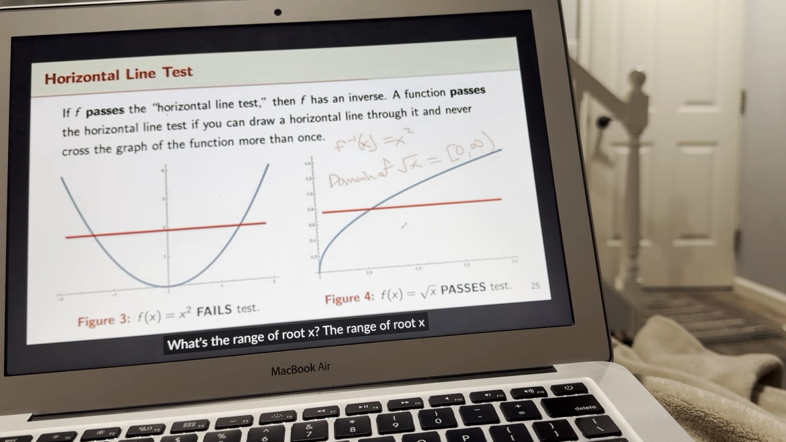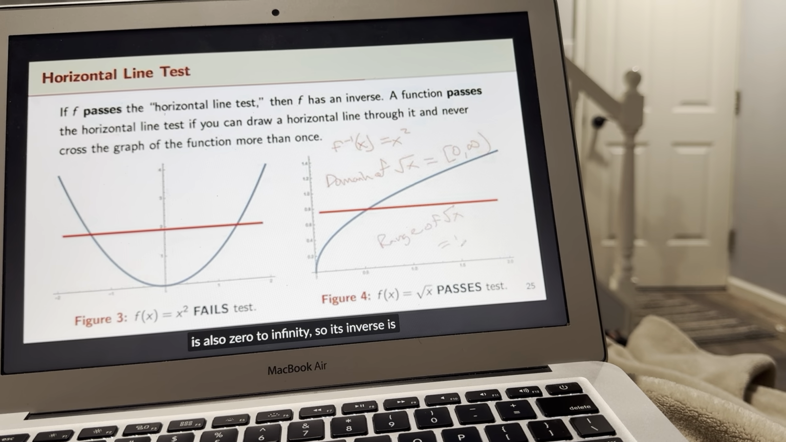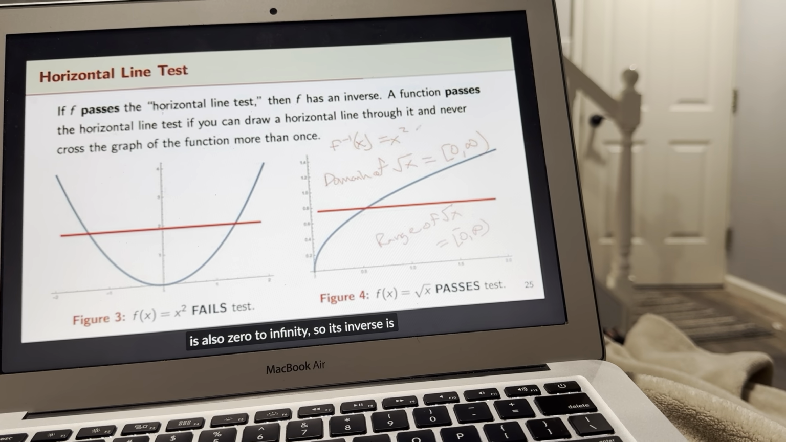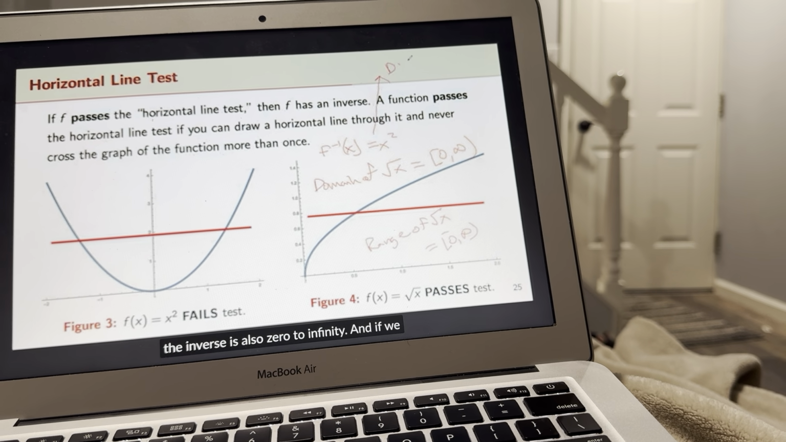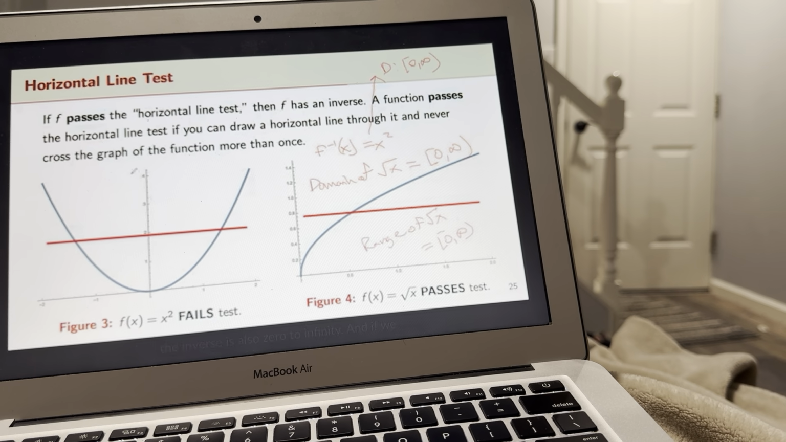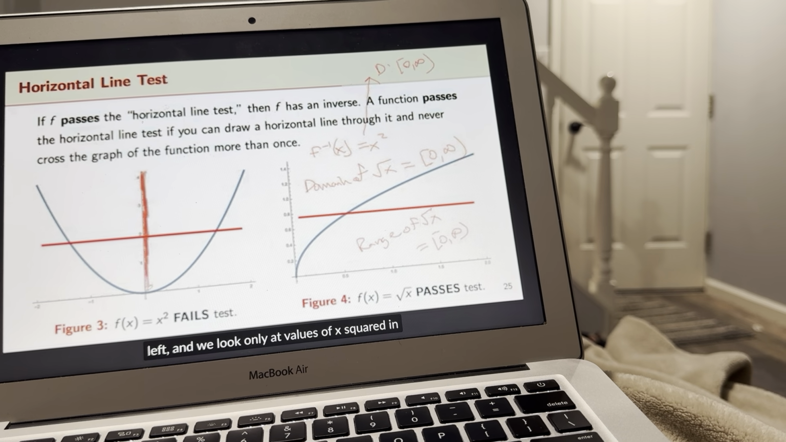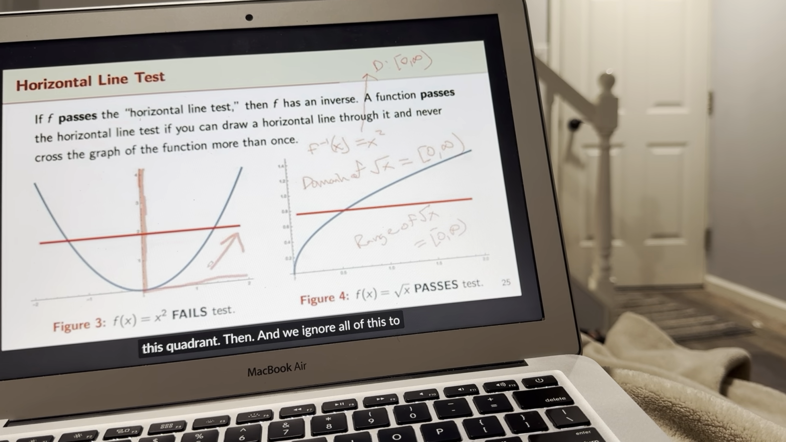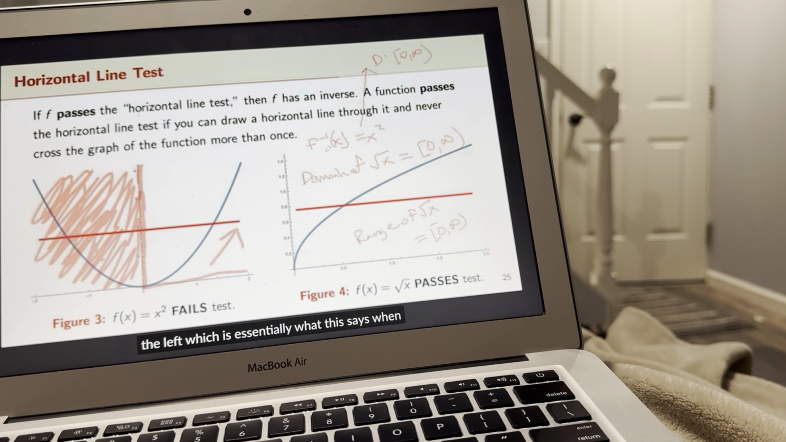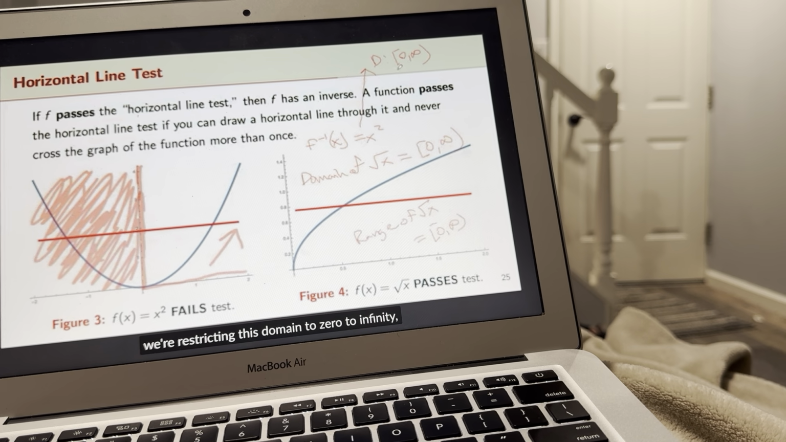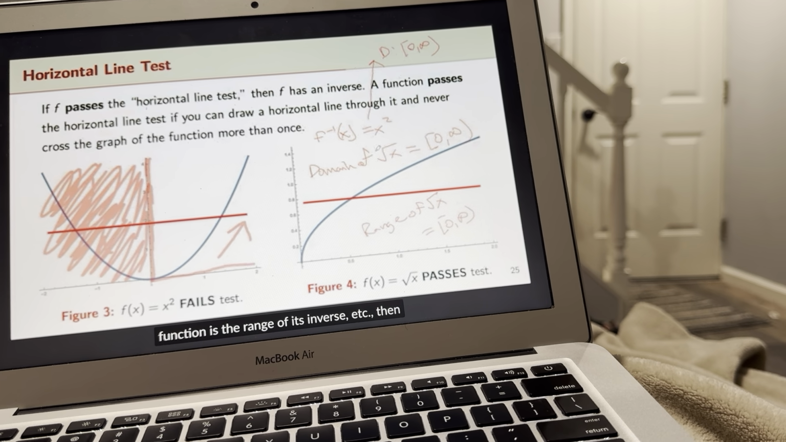Okay? What's the range of root x? The range of root x is also 0 to infinity. So its inverse is restricted to the positive line. So the domain of the inverse is also 0 to infinity. And if we come over here in this picture to the left, and we look only at values of x squared in this quadrant, and we ignore all of this to the left, which is essentially what this says when we're restricting this domain to 0 to infinity, due to the rule where the domain of the original function is the range of its inverse, etc.